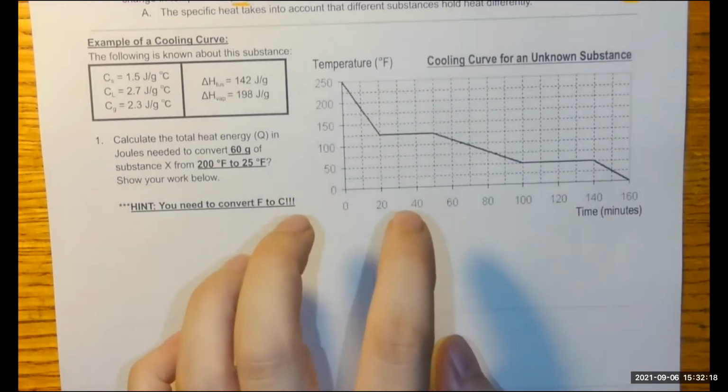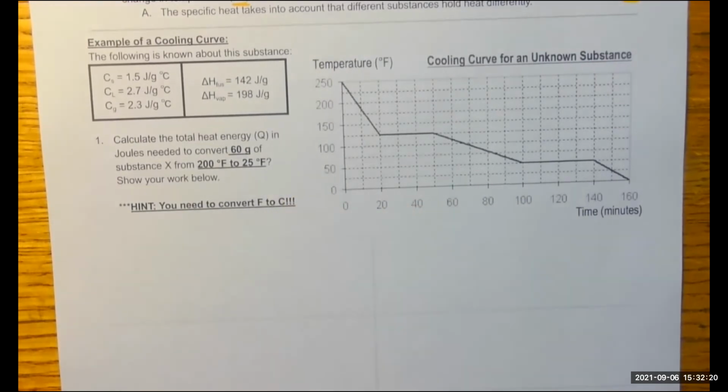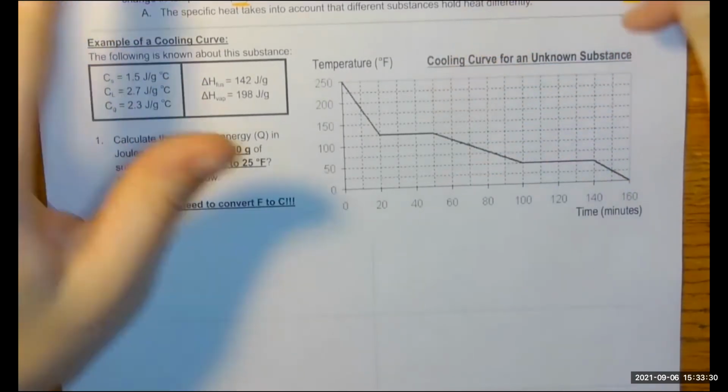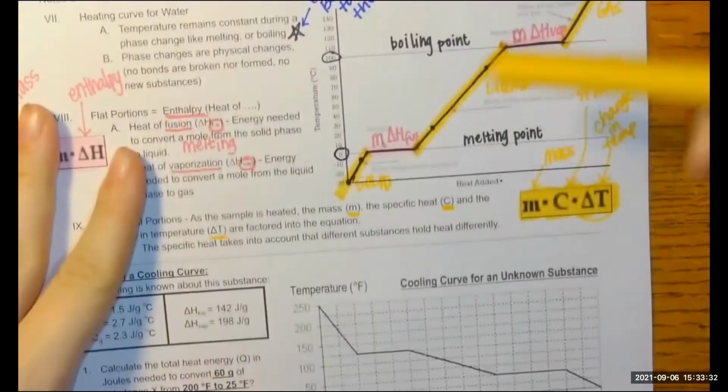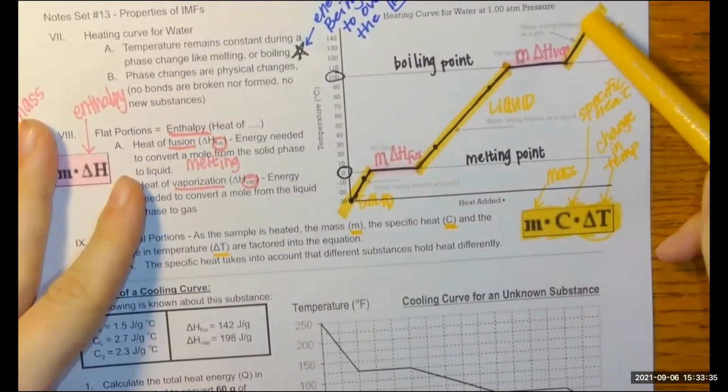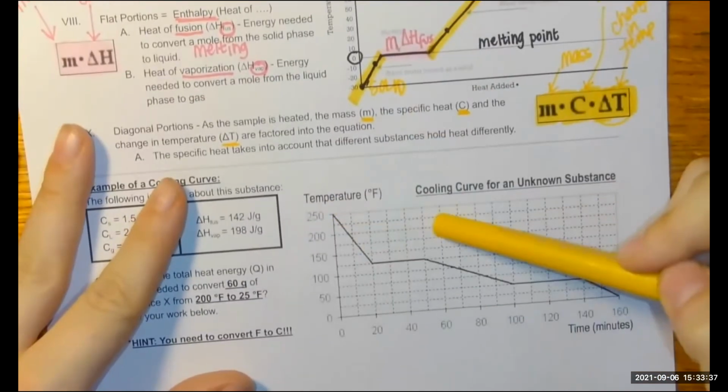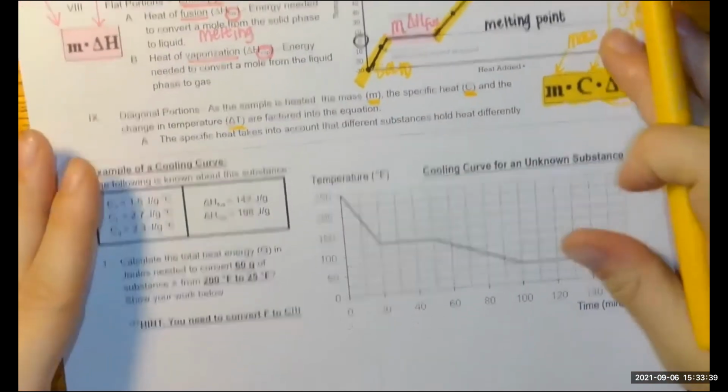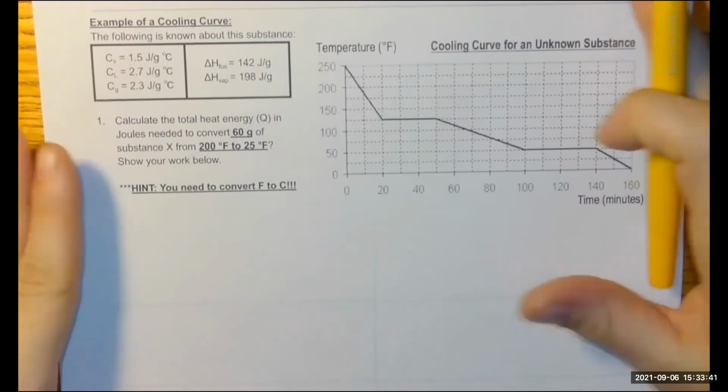Do I want to do this one? Let me think about it. Hold on. Okay, it's fine. We'll do it. It's just a little bit tricksy because it's a cooling curve. Instead of going warmer, warmer, warmer, we're going cooler, cooler, cooler, but it's fine, same math, we're in AP Chem, we can do it.